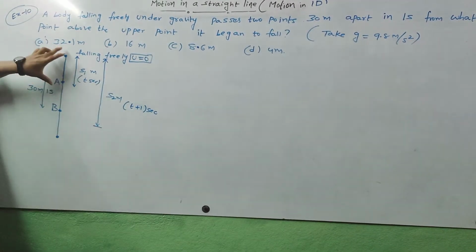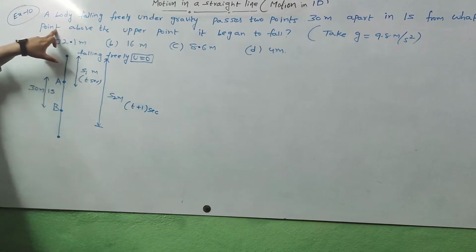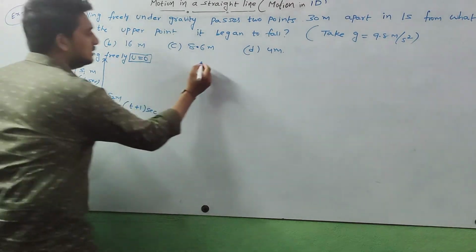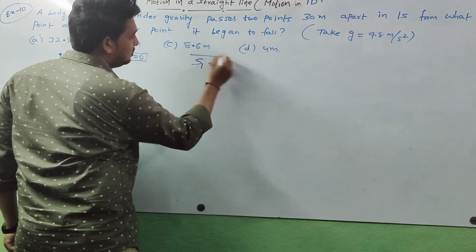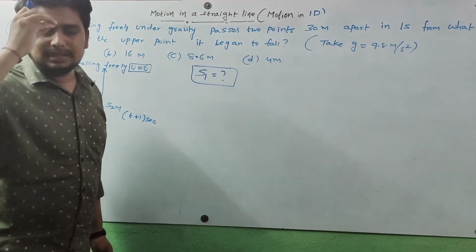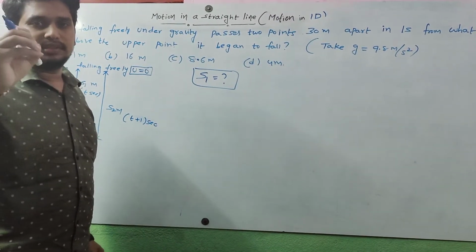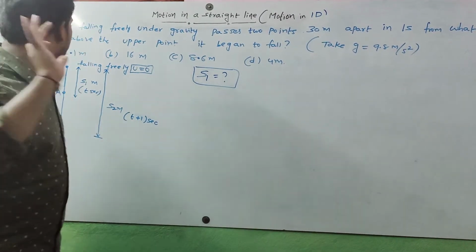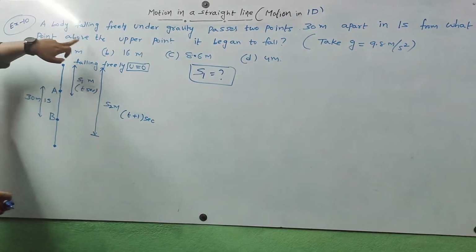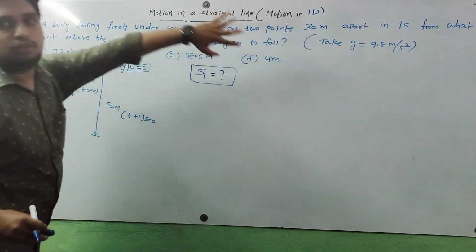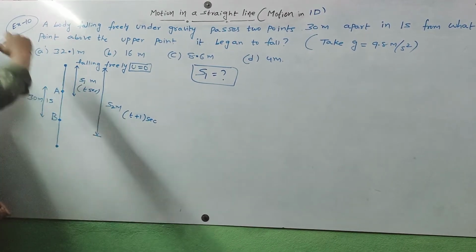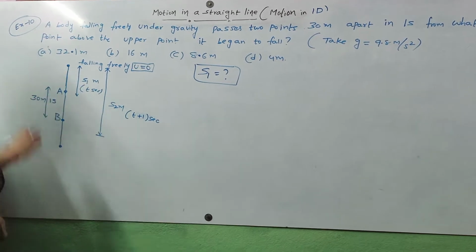Now what we need to find? The height above which point, above the upper point, it began to fall. So from this question we need to find S1. Observe carefully, this is very important, don't confuse, please listen carefully. What point above the upper point did it begin to fall? From what point it began to fall means this S1 we need to find, right?